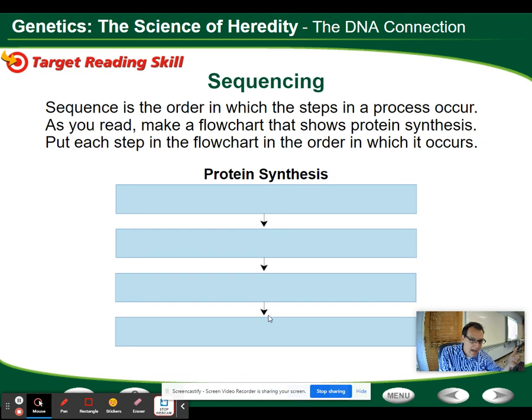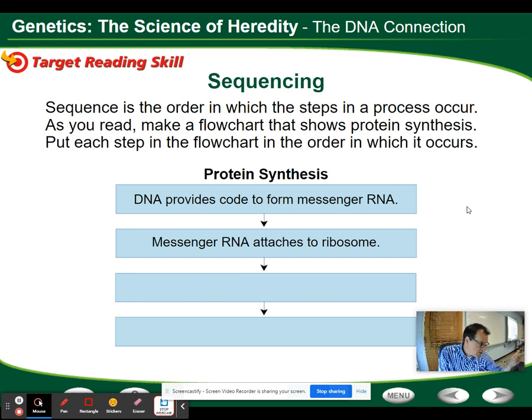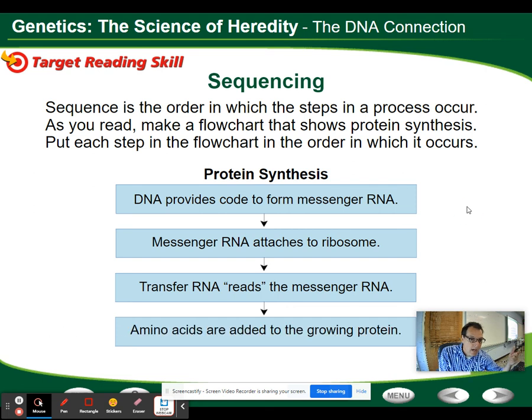So just a quick recap. Here's a little graphic organizer showing you a flow chart. DNA provides the code to form messenger RNA. Messenger RNA attaches to the ribosomes. Transfer RNA reads the messenger RNA. Amino acids are added to the growing protein chain. So if you were looking for a very simplified idea, that's it.